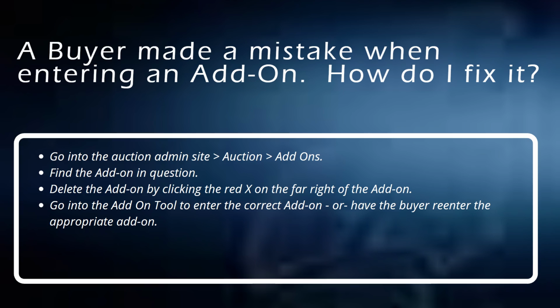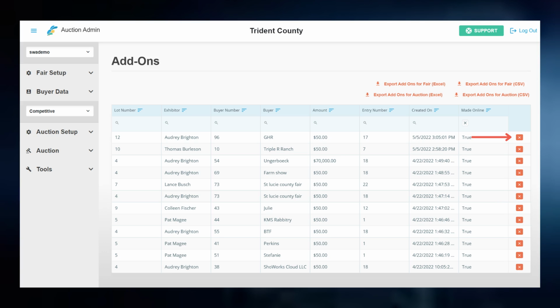Going on with buyers, let's say that a buyer makes a mistake when they entered the add-on on their end. They logged in onto the auction site, they placed an add-on, and it's wrong. They come up to the table, they come up to you, they call you, they email you, they do all the things. You as auction admin can log in. You'll go to the auction module and you'll click on add-ons. You will go ahead and find the add-on in question.